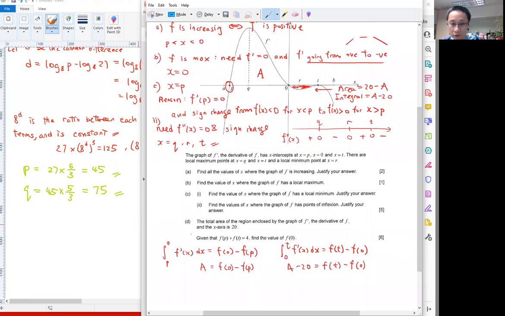I think at this point you can just subtract the two equations to get rid of a first. The left-hand side becomes a minus bracket a minus 20, so just 20. Right-hand side, f0 minus fp minus ft plus f0. Then 20 equals 2f0 minus, well, fp minus ft is 4, therefore 24 equals 2f0, f0 equals 12.